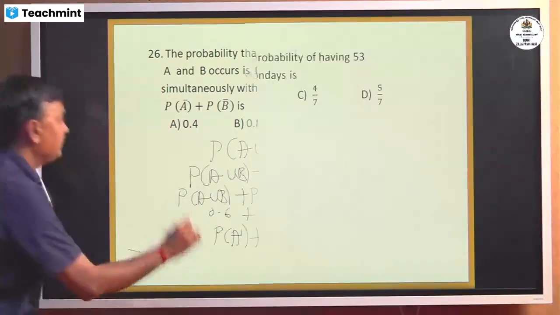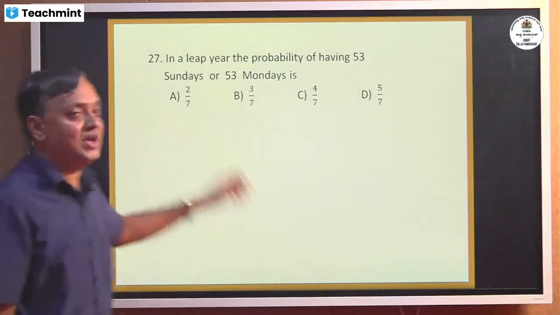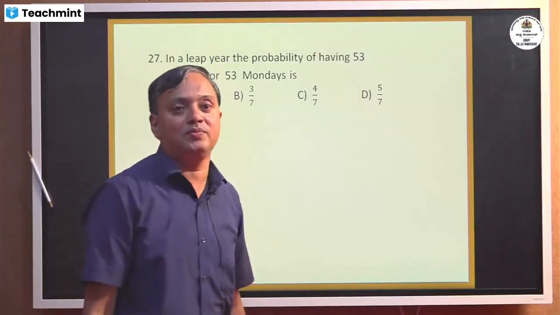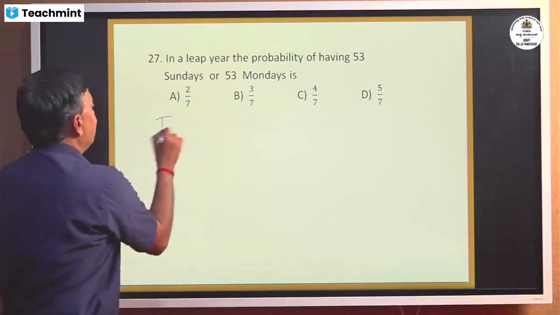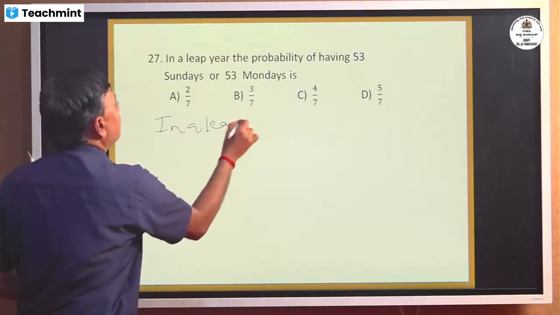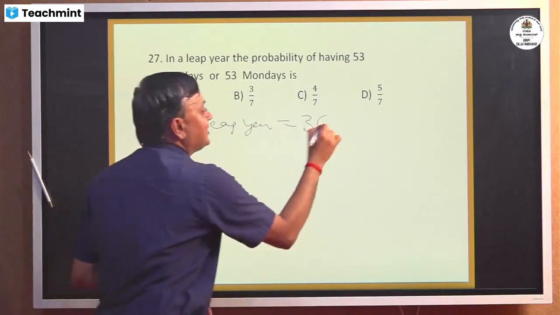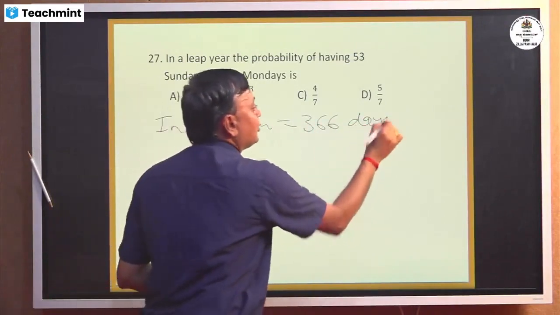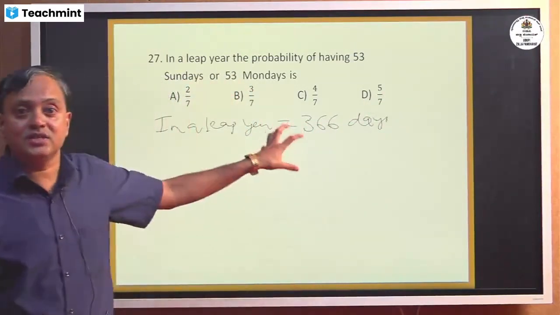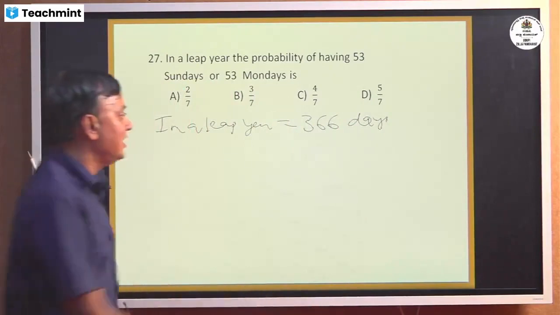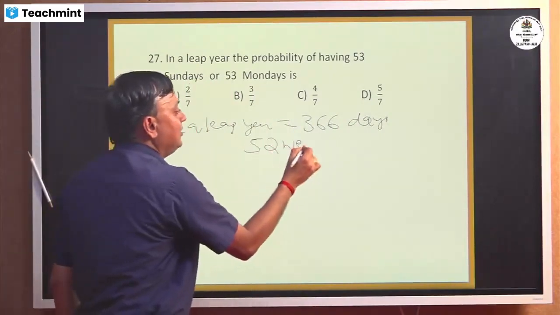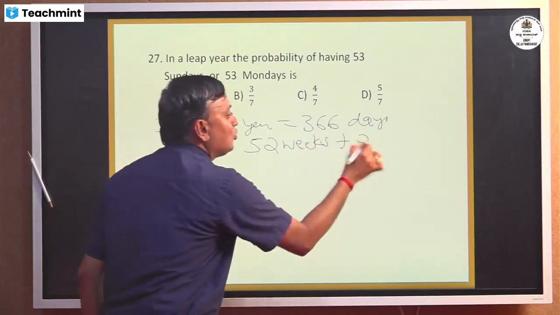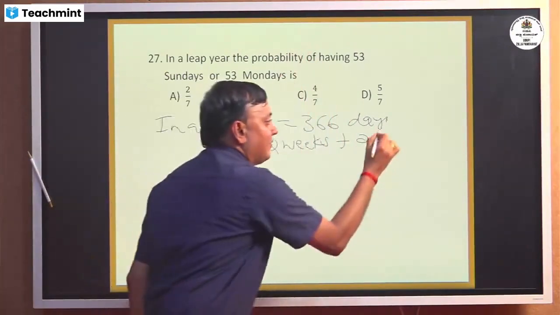Next question, in a leap year the probability of... Look, when a question came earlier it was a non-leap year, now in a leap year, the number of days is 366 days, correct? So among these days, how many weeks are there? 366 by 7 we get 52 weeks, 52 weeks plus 2 more days, 2 days extra.